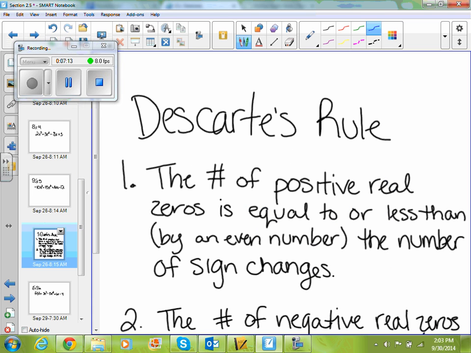Okay. The last thing we're going to look at is Descartes' rule of signs to figure out the number of positive and negative zeros that we actually have. The number of positive real zeros is equal to, or less than by an even number, the number of sign changes. Okay, and we'll look at what that means in a second.